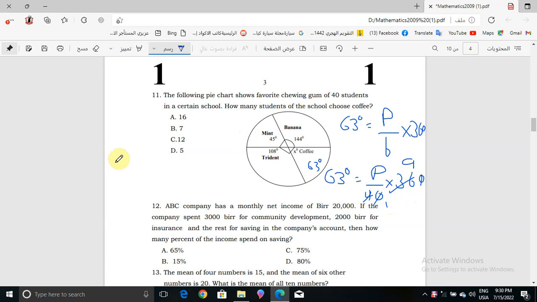So that means 63 degrees is equal to 9P, right? Then divide both sides by 9 to find P, here by 1 and here by 7. So P is equal to 7, which is in choice B. That means choice B is the correct answer for question number 11.